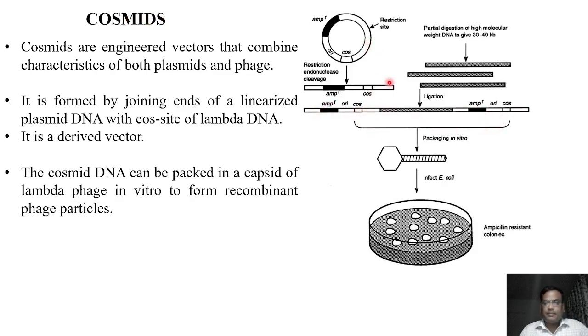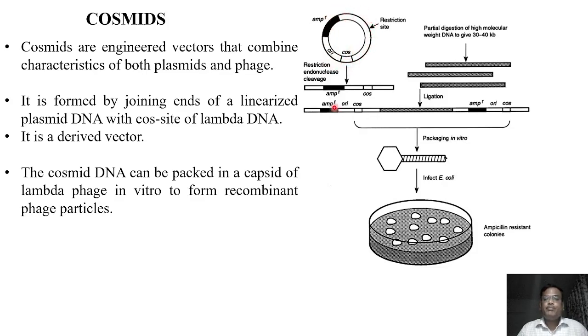The technique is the same as with the plasmid or phage DNA. But in the case of a plasmid, it is directly taken up by the bacteria, whereas a phage is the one which will infect the bacteria. So what we are doing here is taking the plasmid and adding a property of phage, and that is a cosmid. So a cosmid is a plasmid with a COS site. You can consider it like that. It is a plasmid with the COS site from the phage.